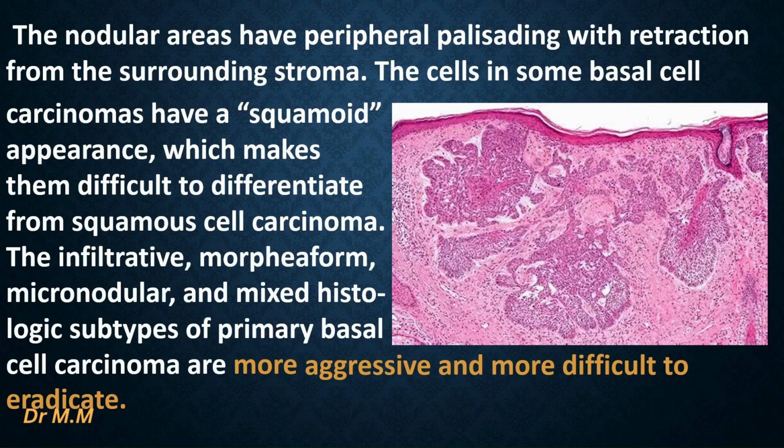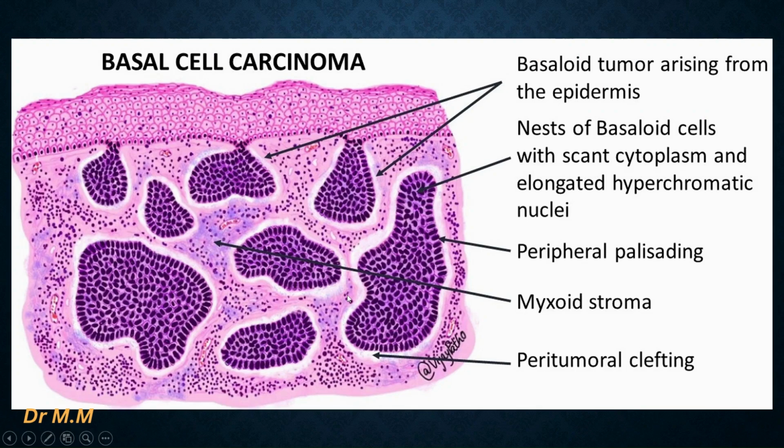The cells in some basal cell carcinomas have a squamoid appearance, which makes them difficult to differentiate from squamous cell carcinoma. The infiltrative, morpheaform, micronodular, and mixed histologic subtypes of primary basal cell carcinoma are more aggressive and more difficult to eradicate. Here we have basal cell carcinoma.